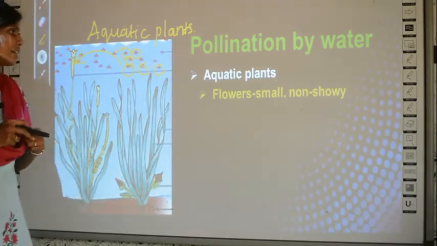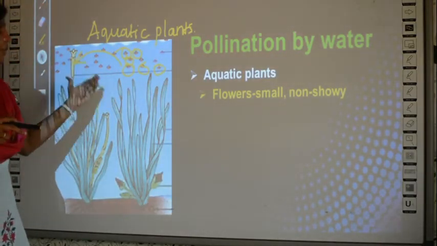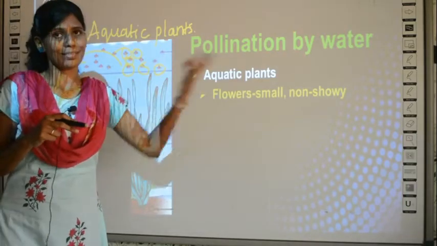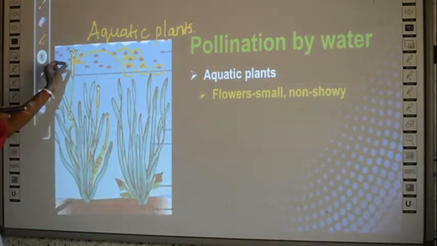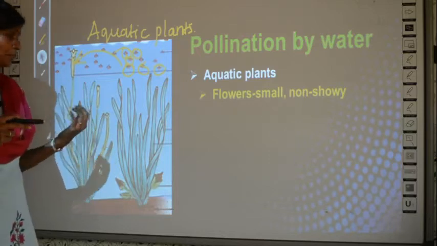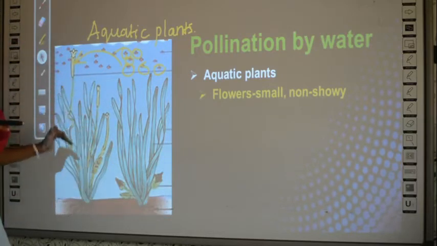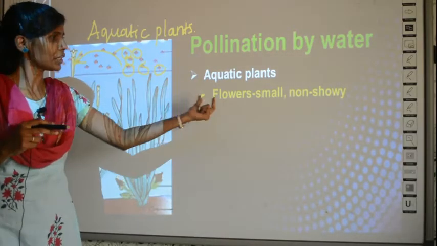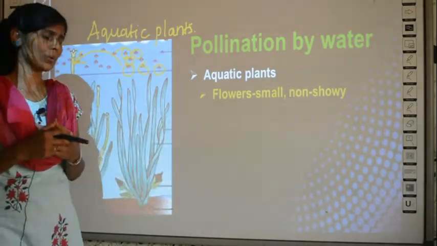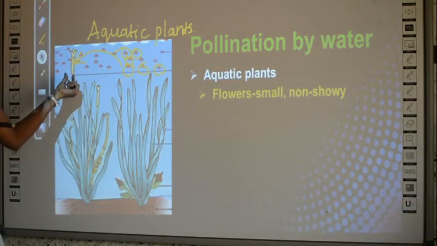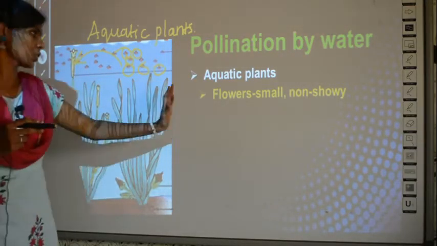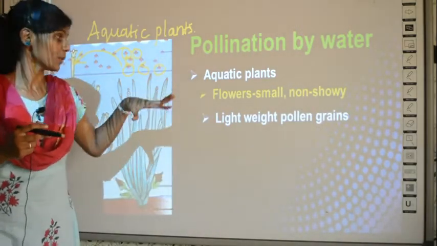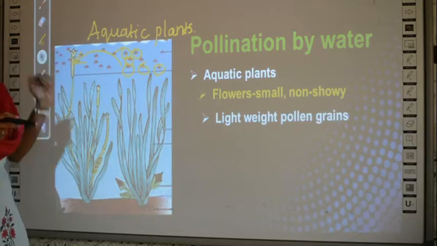So I told you already, these are all called aquatic plants because they live in water. The flowers are usually very small and they are non-showy. See the size of the flower when compared to the other flowers. This is given as a big diagram, so it is a little big. Usually these are very tiny flowers only. They are very small in size and non-showy. Is it colorful or is it attractive? No, right? So it is not showy in nature.